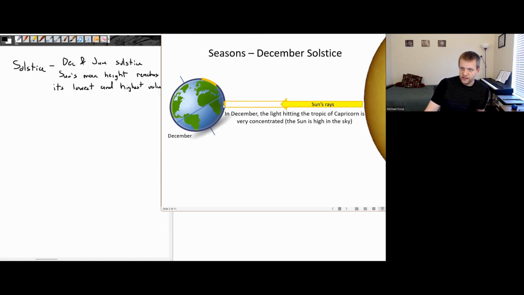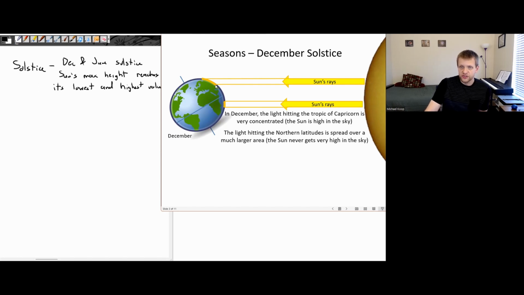So in the southern hemisphere, the sun's rays that are coming in, those rays are really, really concentrated right around the Tropic of Capricorn. Whereas in the northern latitudes, more where Ohio is located, in these northern latitudes, the sun's rays, the same amount of sunlight is being spread over a larger region. And the sun is also never going to get very high in the sky.